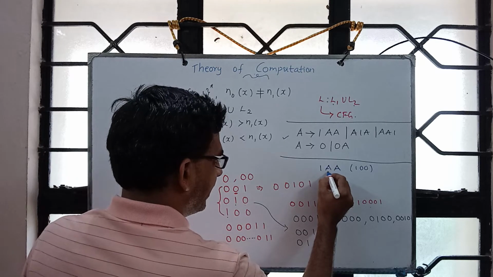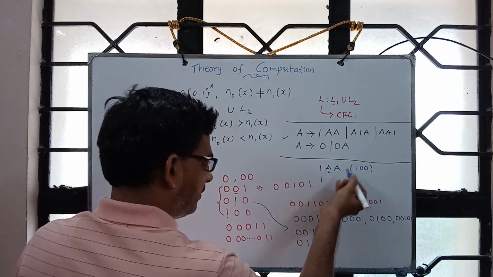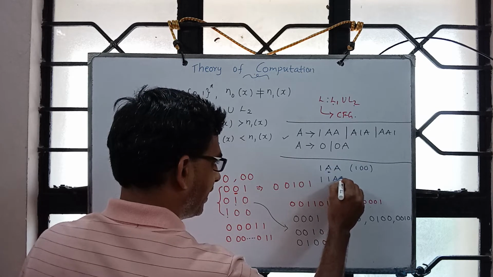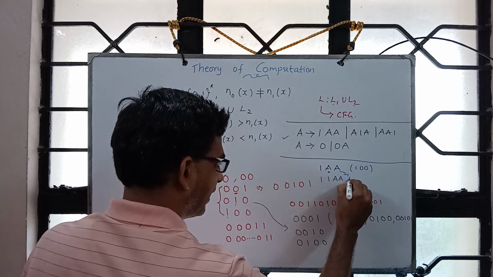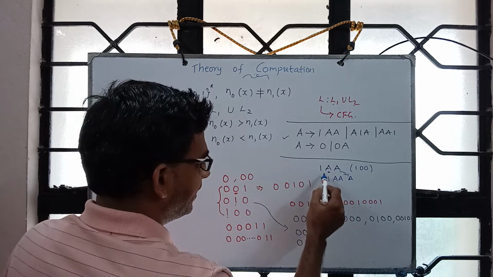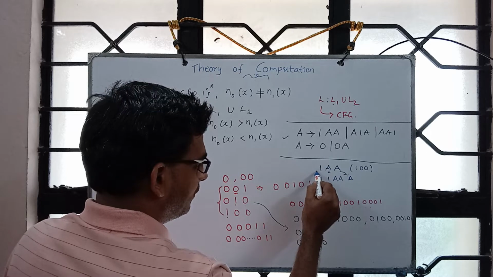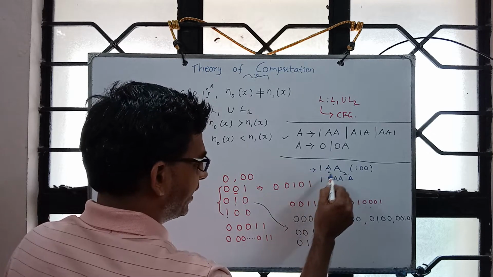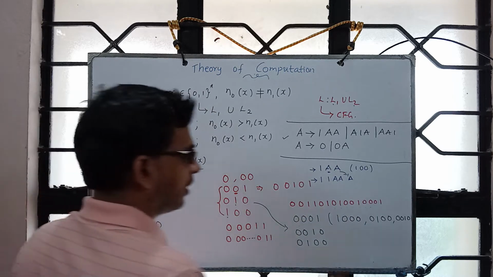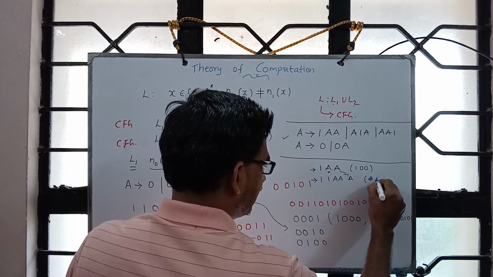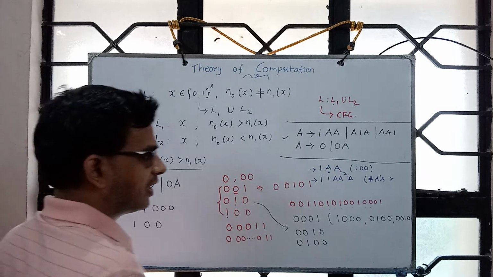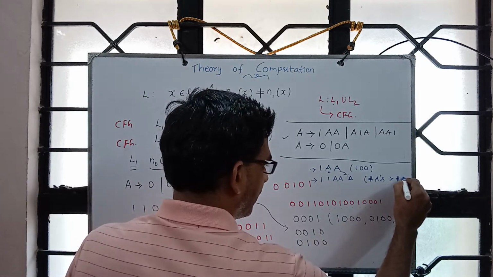Or you may replace this with some pattern from this, maybe the same pattern, say 1AA followed by this A. Now you see that at any point in time, in the first iteration it is 1, 1, 2 A's, second iteration it is 2 1's and 3 A's. So the number of A's is at least one more than the number of 1's.